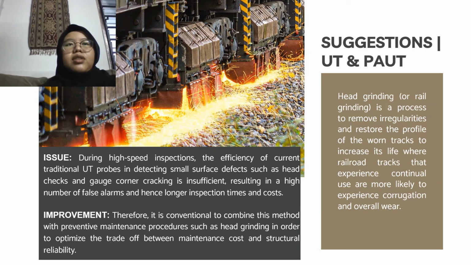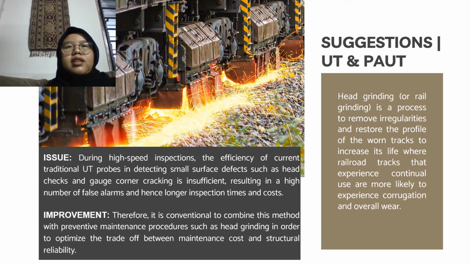Another issue in UT is that during high-speed inspection, the efficiency of current traditional UT probes in detecting small surface defects such as head checks and gauge corner cracking is insufficient, resulting in a high number of false alarms and hence longer inspection times and costs. Therefore, it is conventional to combine this method with preventive maintenance procedures such as head grinding in order to optimize the trade-off between maintenance costs and structural reliability.